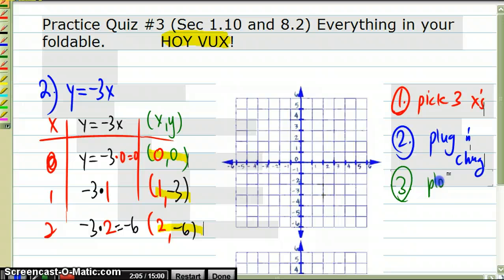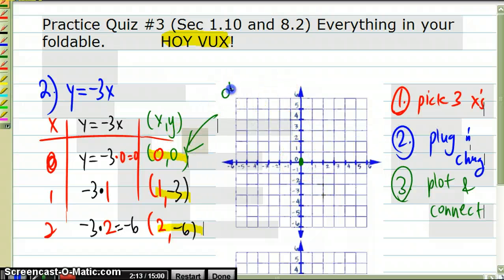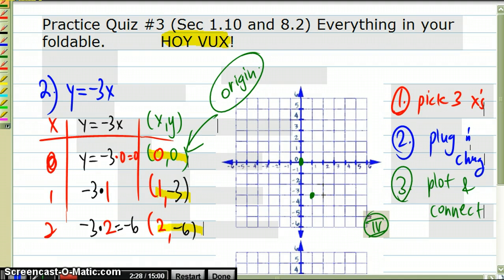I'm going to plot and connect when I'm done. 0, 0 is right here. Remember that 0, 0 is also known as the origin. So that's the name of the point that we call origin, 0, 0. 1, negative 3 would be in quadrant number 4 down here. So this is quadrant 4, just a quick review. 2, negative 6 is going to be right down here, also in quadrant 4.